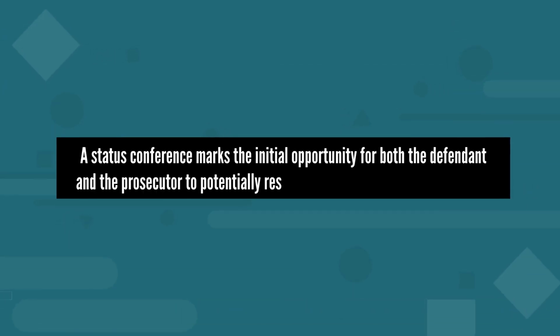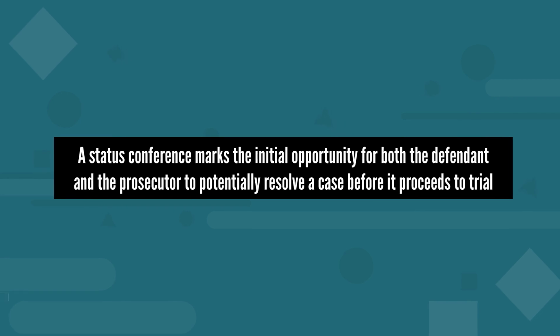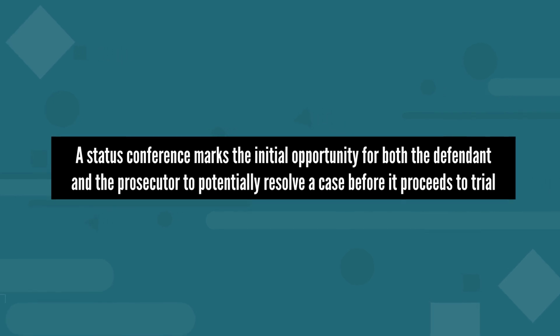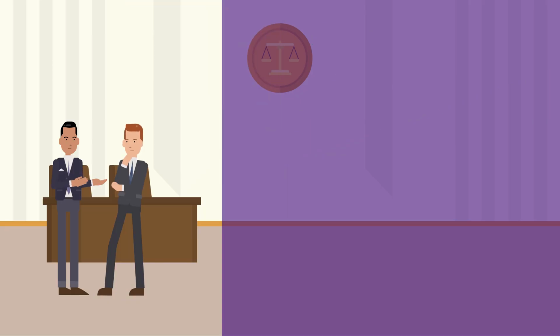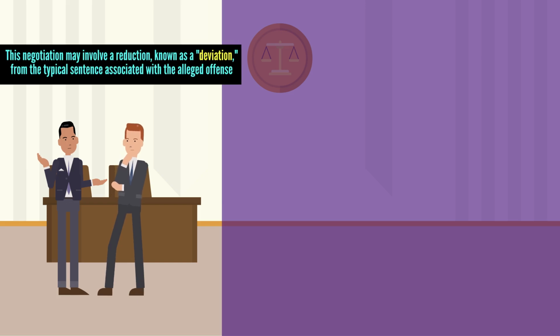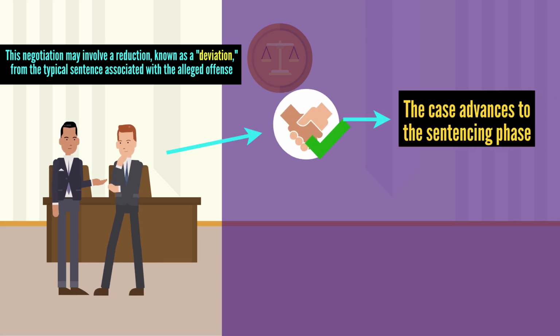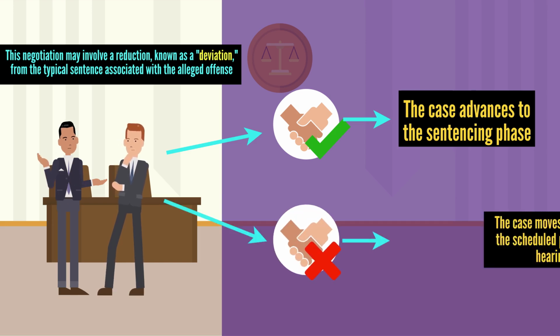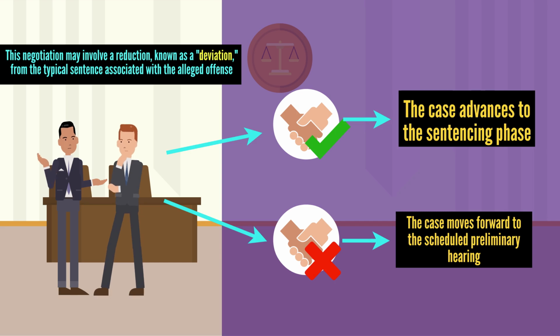Status conference. A status conference marks the initial opportunity for both the defendant and the prosecutor to potentially resolve a case before it proceeds to trial. During this stage, the state endeavors to negotiate a plea agreement with the defendant's attorney. This negotiation may involve a reduction, known as a deviation, from the typical sentence associated with the alleged offense. Should the parties reach an agreement, the case advances to the sentencing phase. In the absence of an agreement, the case moves forward to the scheduled preliminary hearing.